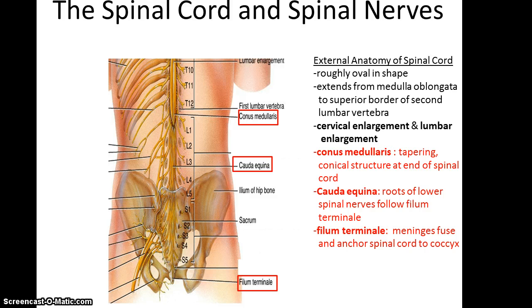And then finally, the very end of the spinal structure is the filum terminale, which at this point, at the coccyx, the meninges fuse together and anchor the spinal cord so that it is kept approximately in the correct space within the vertebral column.